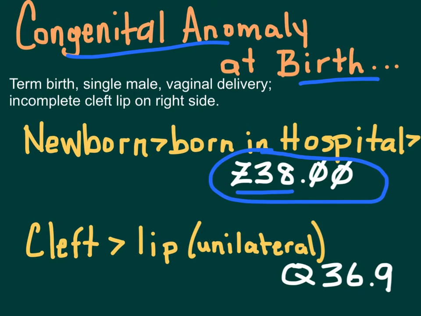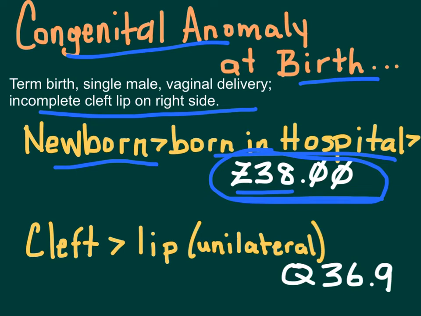But just looking at this example, here we have a term birth, single male, vaginal delivery, incomplete cleft lip on right side. So remember, we are not coding for the maternal record anymore. Now we're coding for that newborn record. So in newborn records, our principal diagnosis will always be that live-born status. So we will start with the main term of newborn, and then there's a subterm for born in the hospital.